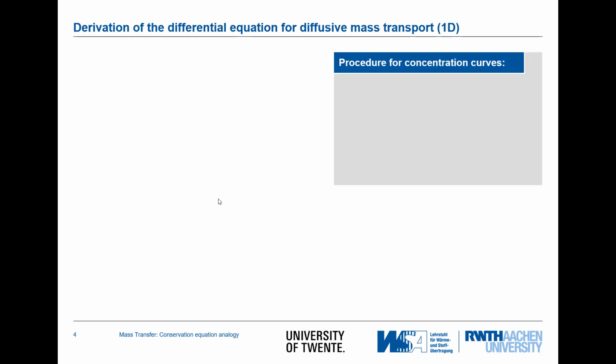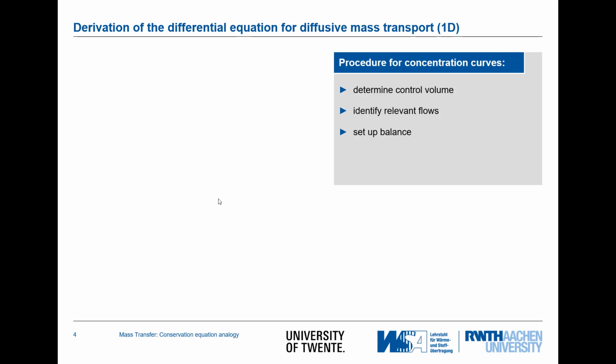So in the next step, let's see how we can develop the differential equation for diffusive mass transport in a one-dimensional domain. So how does this procedure look like? First of all, and that's the initial step always, we define a control volume. Then we will define the relevant flows and fluxes that enter or exit the control volume, or we check whether there's a source inside or maybe an unsteady part with the change of a quantity inside the control volume.